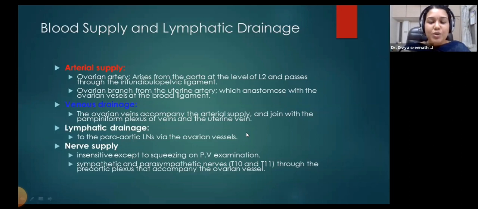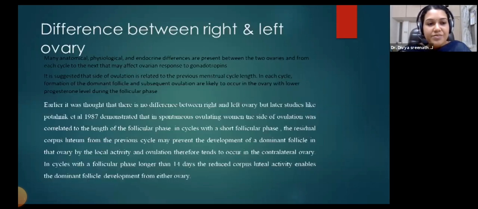The blood supply to the ovary is mainly by the ovarian artery, and the uterine artery also contributes to the blood supply. It is drained to the ovarian vein, and by the para-ovarian lymphatics.